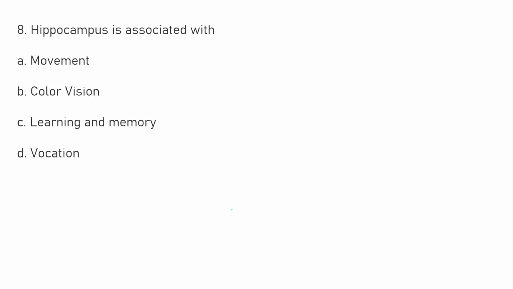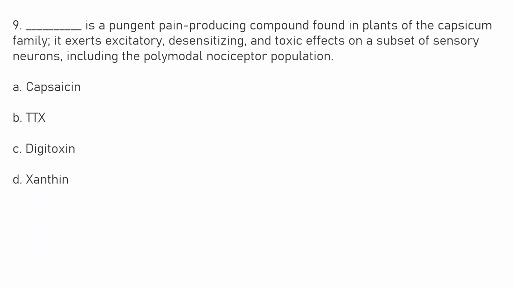So next question is, hippocampus is associated with movement, color vision, learning and memory, or vocation. So we discussed hippocampus and different regions of the brain in the previous lectures, right? Yeah, so option C is correct. Hippocampus is associated with learning and memory. So next question.